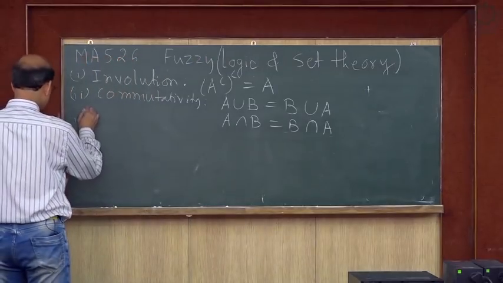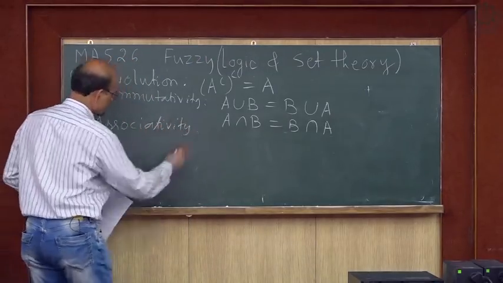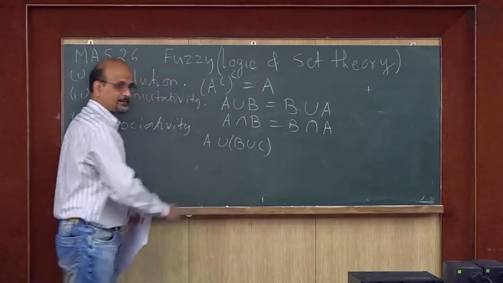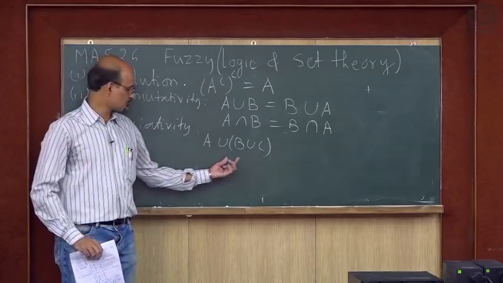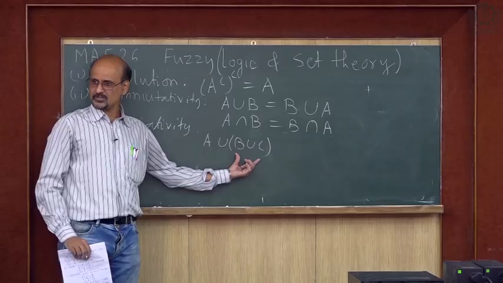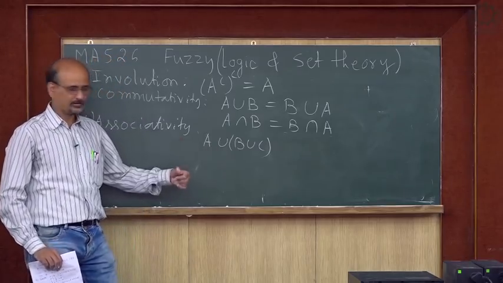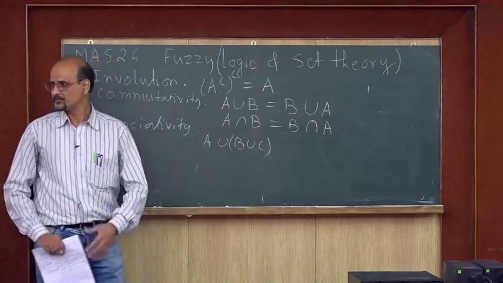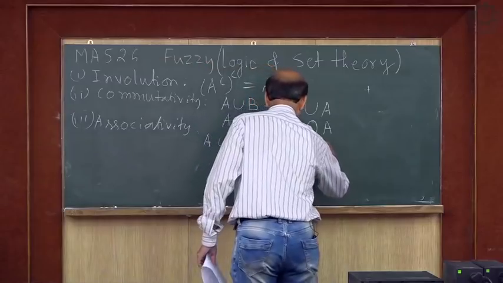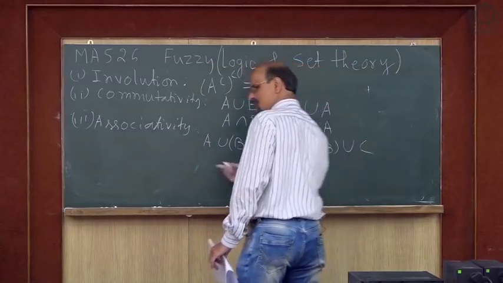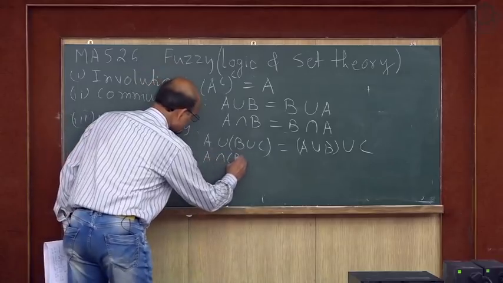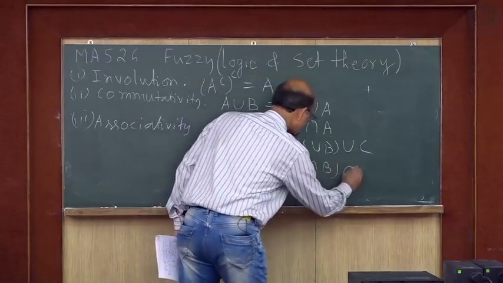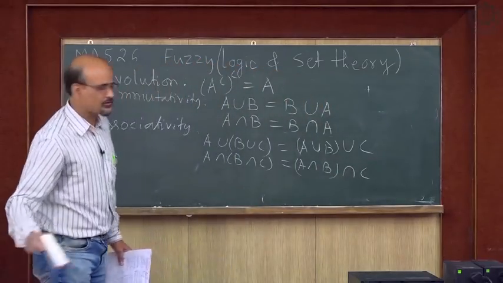Now, third is associativity, that is A union B union C. If I have 3 sets A, B and C, whether I take the union of the last two and then take the union, or I take the union of the first two and then take the union with the third, the result will be the same. Similarly, for intersection, A intersection B intersection C is the same either way. This you all know.